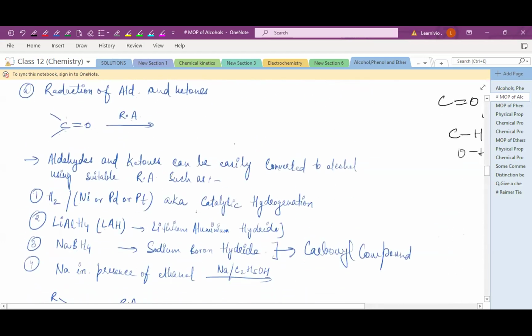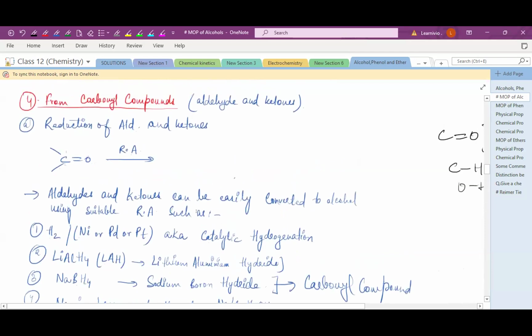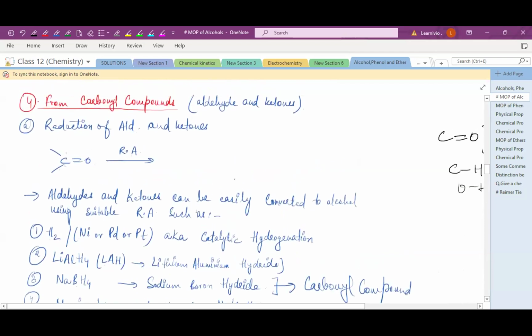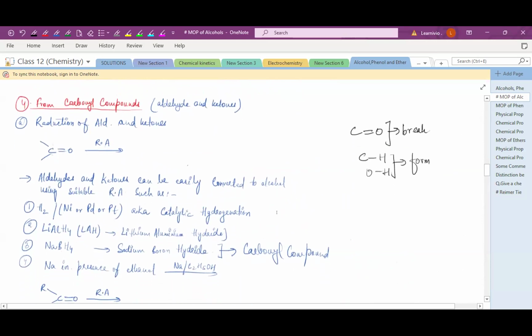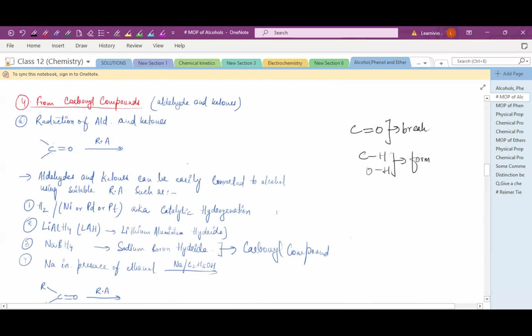Okay, now the next is from carbonyl compounds. You know very well what carbonyl compounds are: aldehydes and ketones, in which the CO group is present. From carbonyl compounds we can also prepare alcohols, by the reduction of aldehydes and ketones. So first write down: from carbonyl compounds, reduction of aldehydes and ketones.